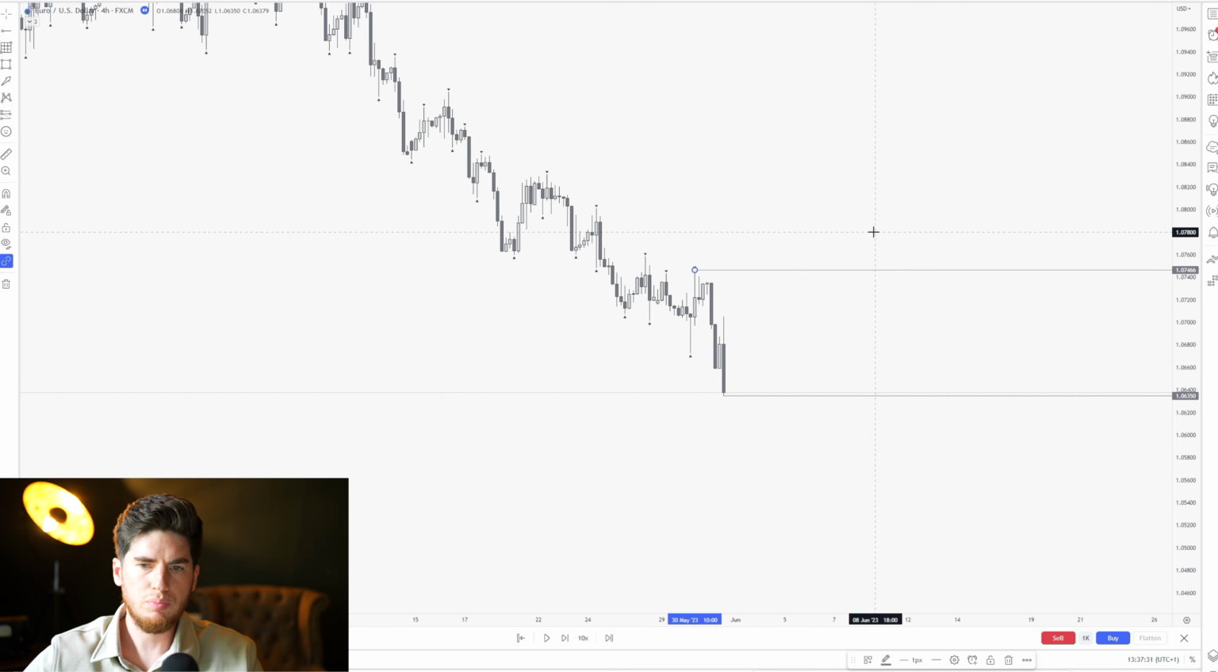Why do we use fractals? Because they're just confirmed, they're more defined highs and lows, and it just cuts out a lot of the noise, like what's liquidity, what's not. It's a fractal and its recent price, that's all.